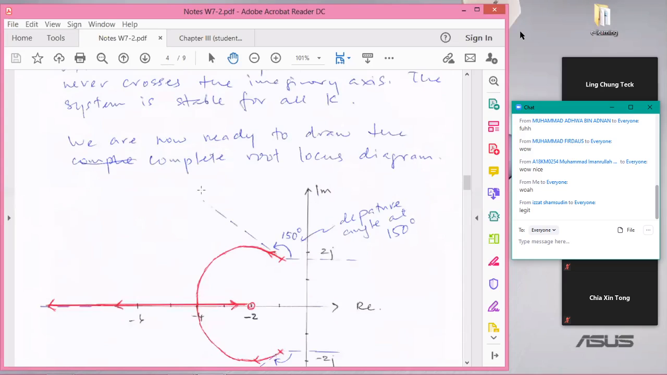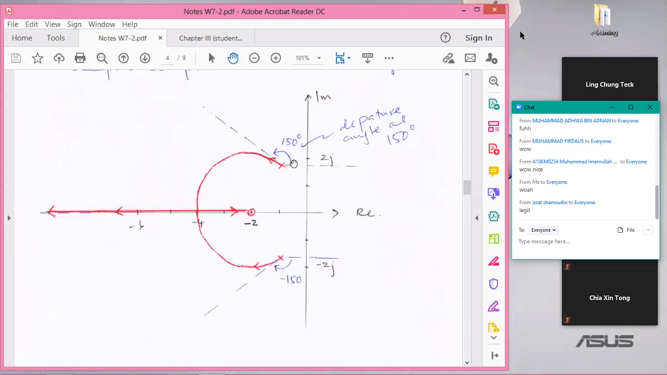Now we are ready to draw our complete root locus diagram. So this is now the departure angle from the first pole at 150 degrees. That is the direction the locus leaves the first pole, and somehow it's going to come back at the breaking point at -4. It will enter the real axis at a 90-degree angle. And then from the second pole, it is just symmetrical about the real axis, a mirror image. So this is your complete root locus diagram.